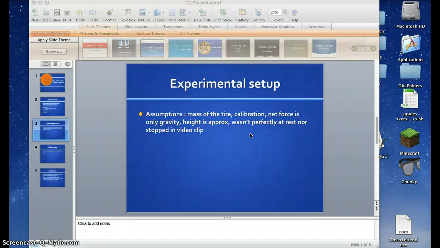Net force, I said, was only gravity. The height was also approximated, and the tire wasn't perfectly at rest nor stopped during the duration of the video clip, but it was the closest I could get throughout.